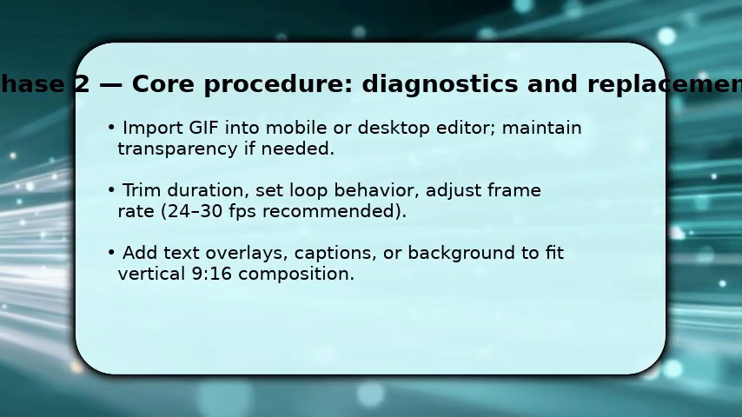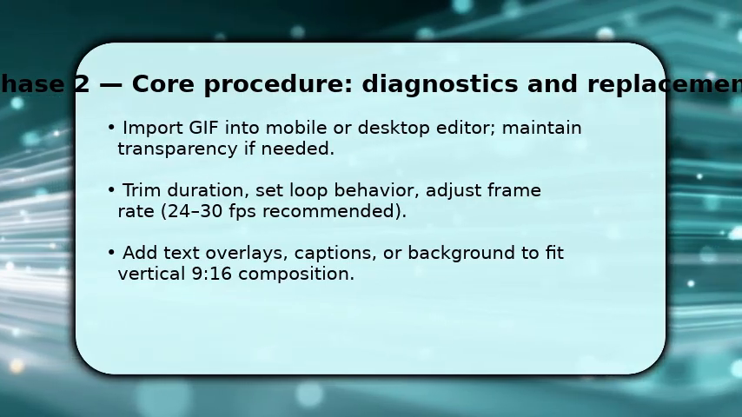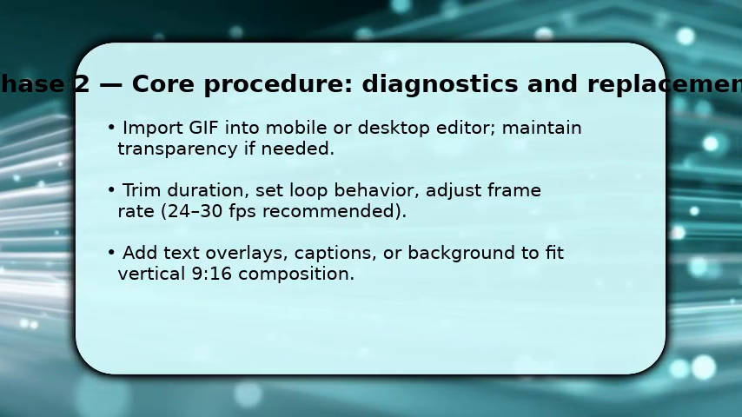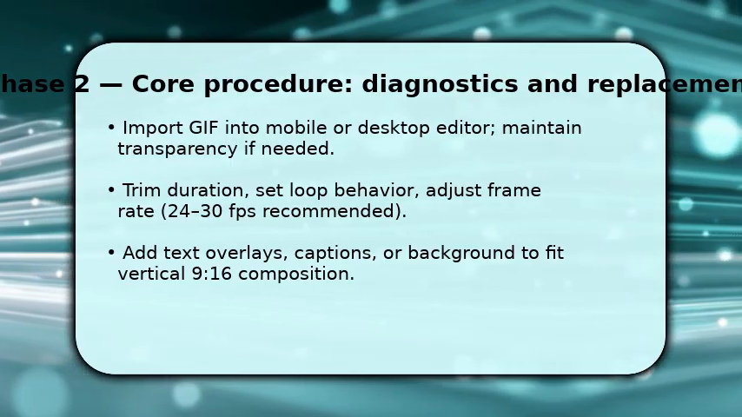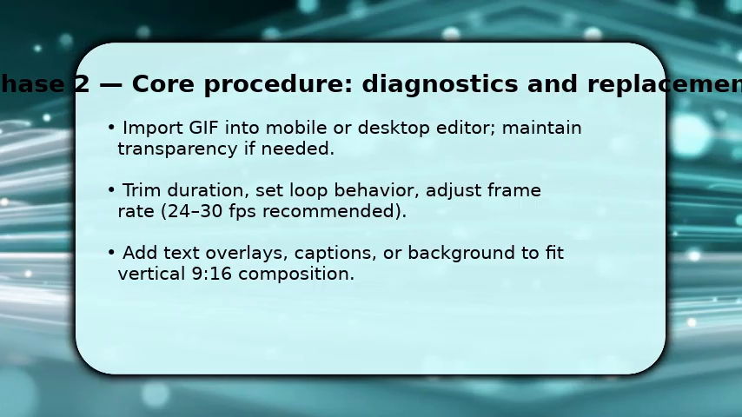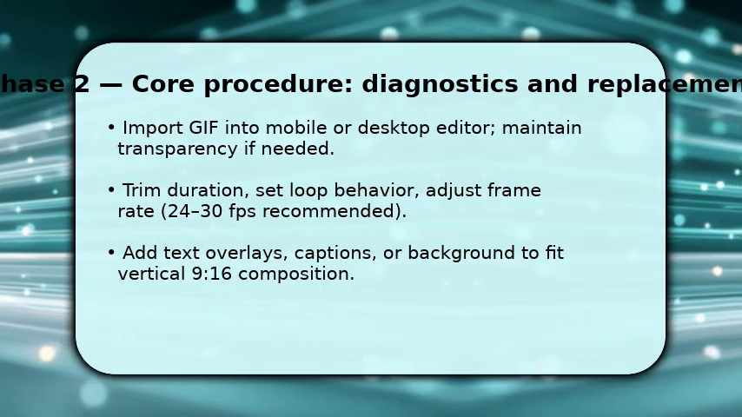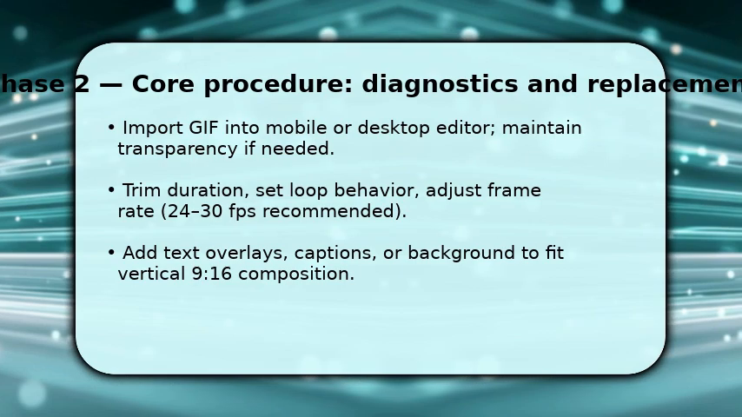You should set the frame rate to 24-30 FPS for smooth playback and convert to MP4 if your upload tool struggles with GIF. Once imported, add captions and position overlays so they're readable on small screens. Make sure text stays inside the safe area. Also, add background or padding to convert square GIF into vertical video without stretching. This step improves viewer retention.